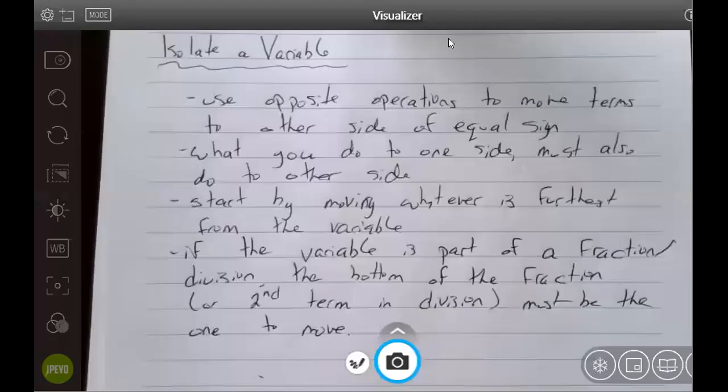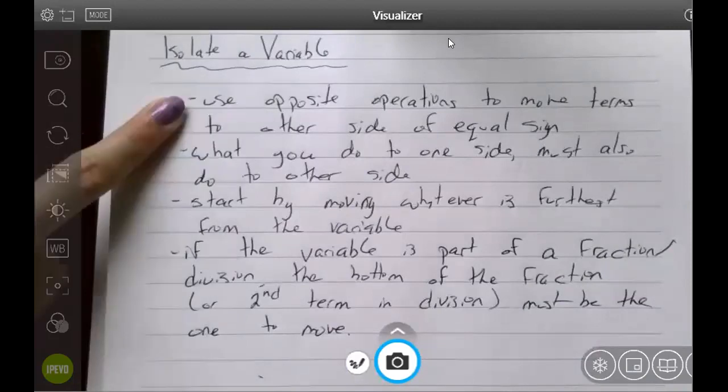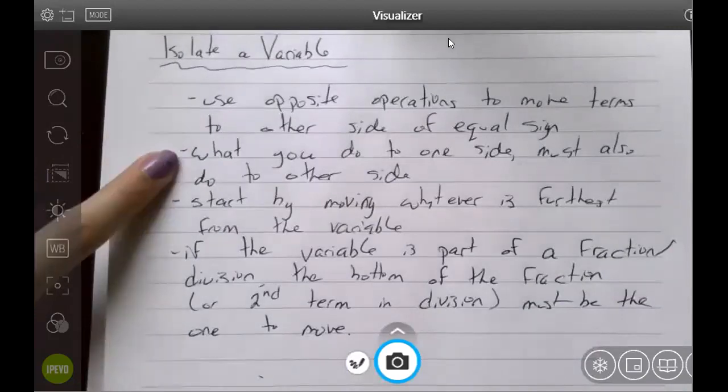Okay, the next thing I want to review is how to isolate a variable. So when you're isolating a variable, that means you're getting the letter, which is the variable, by itself. In order to do this, we use opposite operations to move terms to the other side of the equal sign, so away from the variable. Whatever you do to one side, you must also do to the other side.